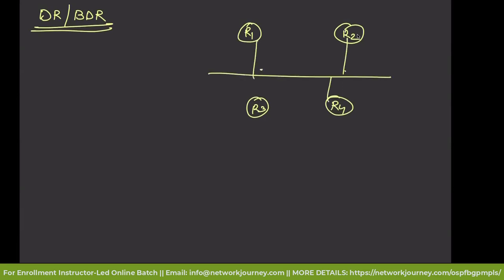So by the way, guys, if you do not use DR and BDR, what is going to happen? For example, if they are on the same broadcast network, again, this is a logical diagram. Physically, you can assume that there is a switch here. They are going to try to form neighborship with each other. This is for R1, this is for R2, then you will have neighborship with R3, and then R4.